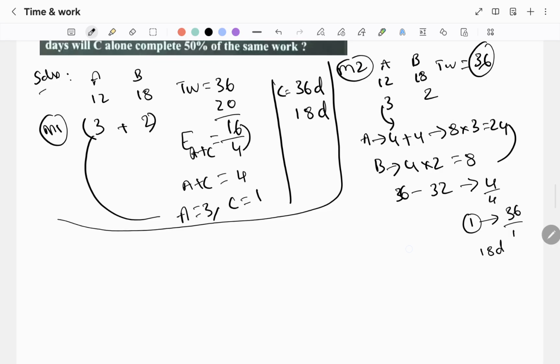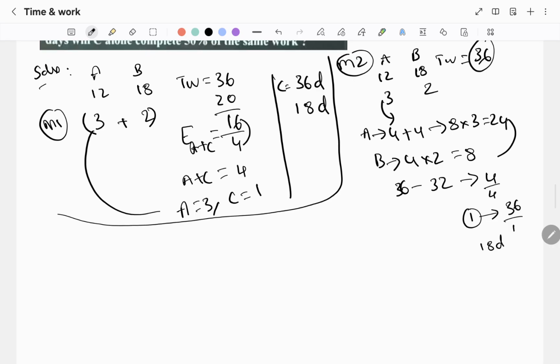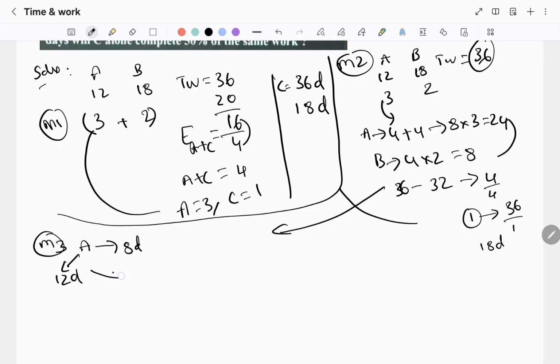Okay. See, another method also. This will be impressive and also easy for you. So A actually can work 12 days, but totally A worked for how many days? As we discussed here, 8 days. Means out of the total, A actually worked for how many? 12 days. Means what fraction of the work has it done? 8 by 12, which is equal to 2 by 3 parts.